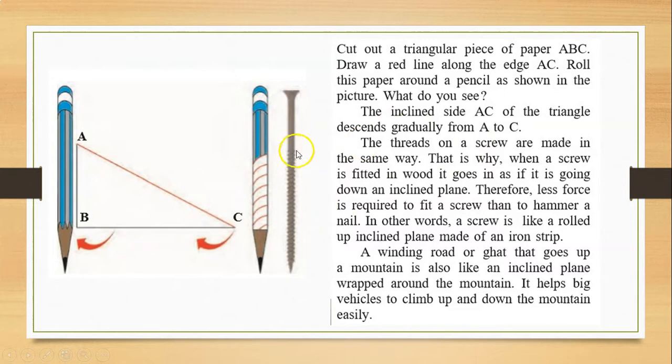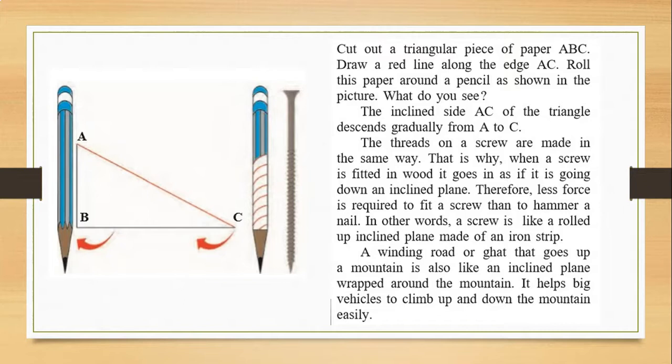Suppose we open these lines, what we get is an inclined plane. So on what principle does a screw work? The screw works on the principle of an inclined plane. Let's see this. The threads on a screw are made in the same way. That is why when a screw is fitted in wood, it goes in as if it is going down an inclined plane. Therefore, less force is required to fit a screw than to hammer a nail.